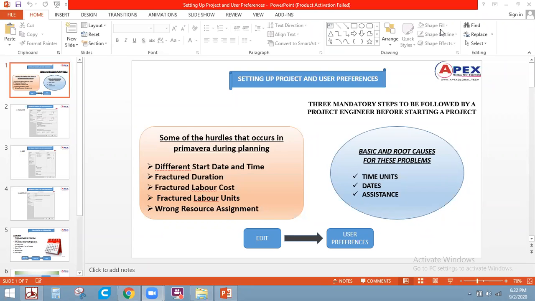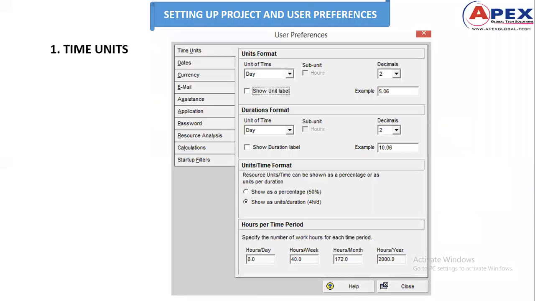These are some of the problems that we come across if we are not able to set the initial project settings and the user preferences correctly. The basic root causes for these problems are time units, dates, and assistance. Okay, sir. Initially we will go with the time units.